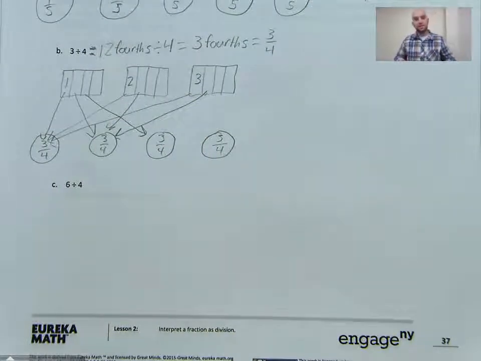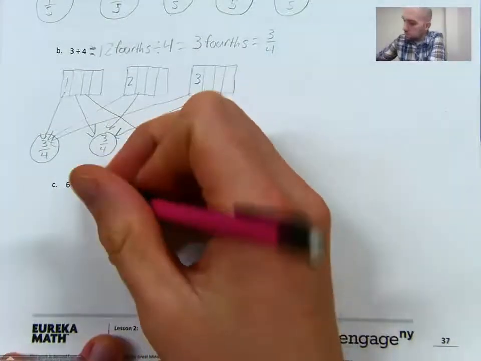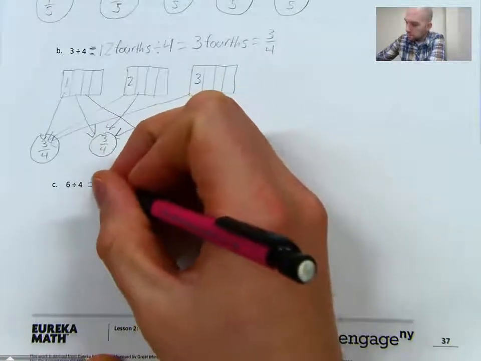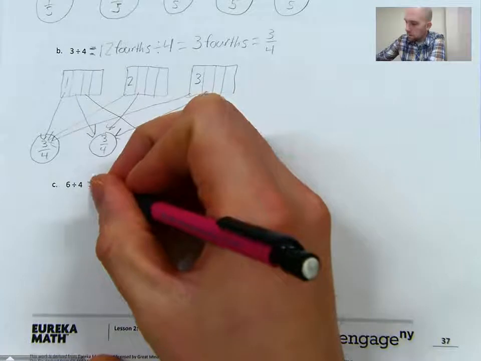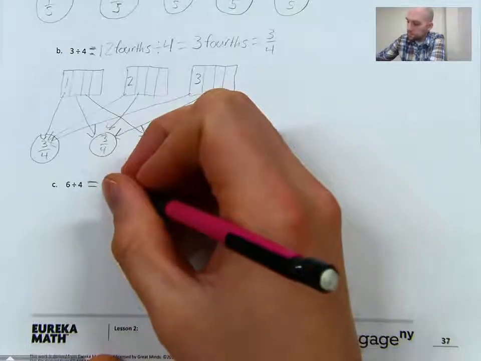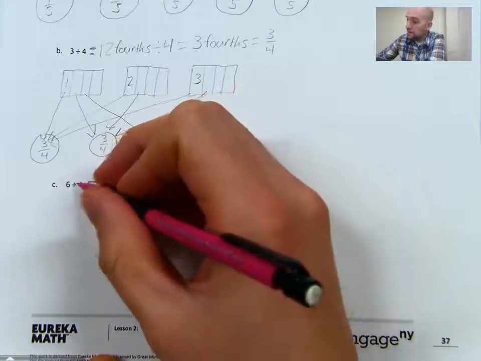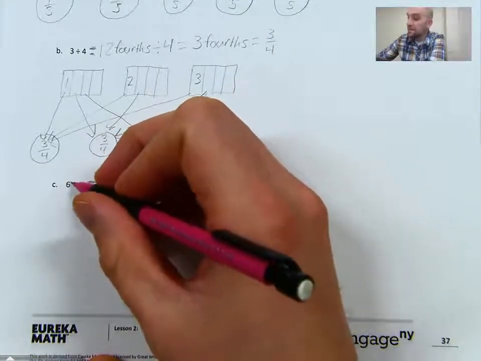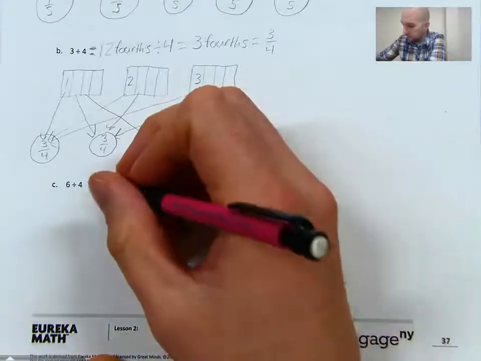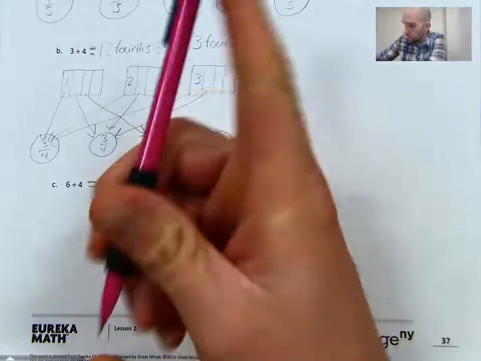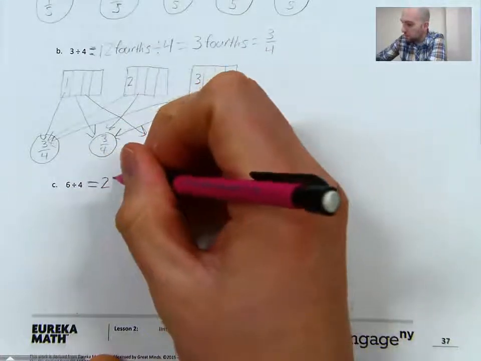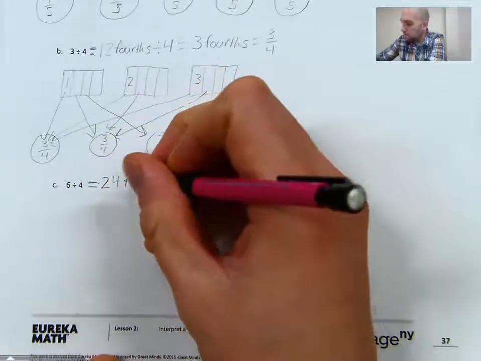Now let's try 6 divided by 4. Well, 6 divided by 4 equals 6 fourths, or 6 wholes divided by 4. So if I'm going to take 6 wholes and I'm going to split each whole into fourths, well, I'm going to have 24 fourths altogether. 6 times 4 is 24, so I'll have 24 fourths.